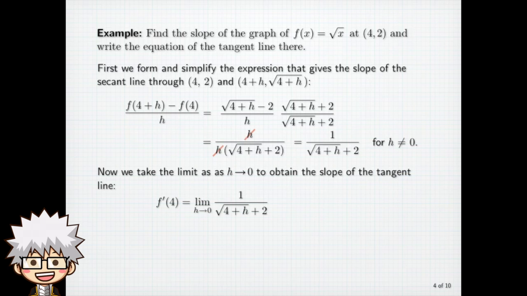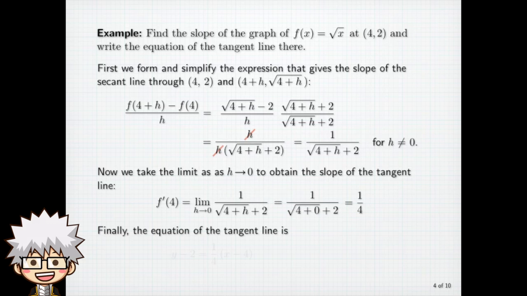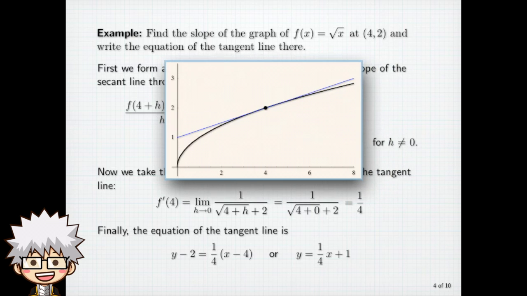F prime of 4 is equal to the limit as h goes to 0 of 1 over the square root of 4 plus h plus 2, which is 1 over the square root of 4 plus 2, or 1/4. Finally, the equation of the tangent line is y minus 2 equals 1/4 times x minus 4, or if you prefer, y equals 1/4 x plus 1. Here's a picture showing what we've found. You see the graph of the square root function, as well as the tangent line at the point 4, 2.